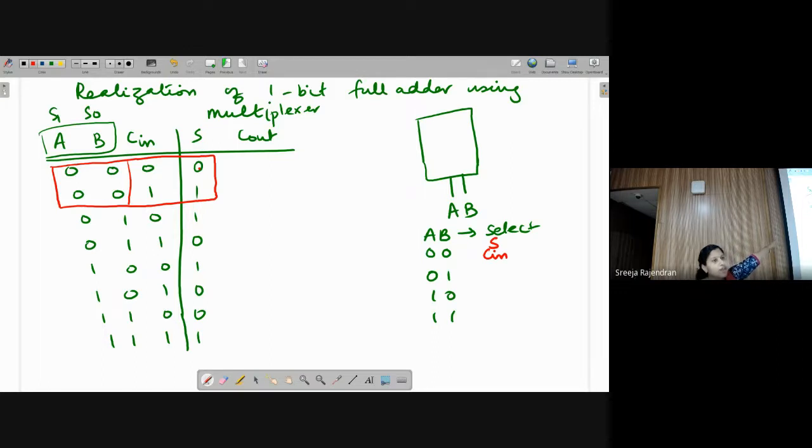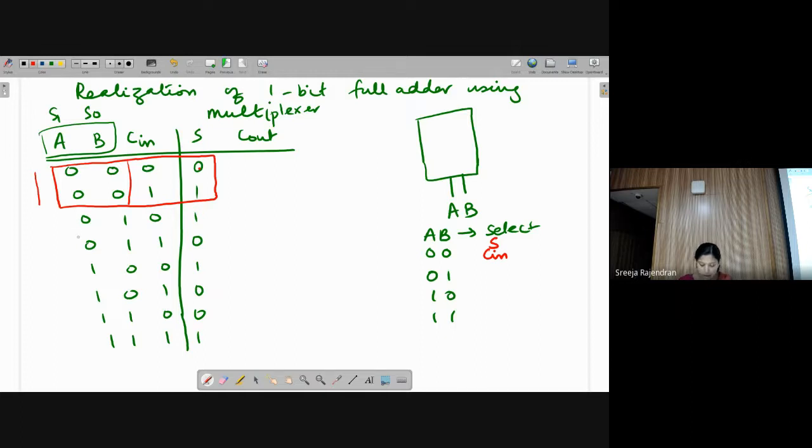So select inputs can take four combinations 0 0, 0 1, 1 0, and 1 1 because there are two select bits. If A and B are 0 0, because they have now been converted to select inputs, I have two cases to consider, this case and this case. In these two cases, the sum depends on C in alone. And what is the dependency? When C in is 0, the sum is 0, the same as C in. When C in is 1, the sum is 1, which is C in itself. So when select lines are 0 0, my sum is going to be C in.